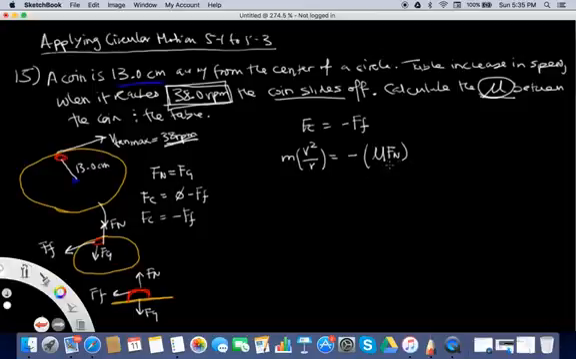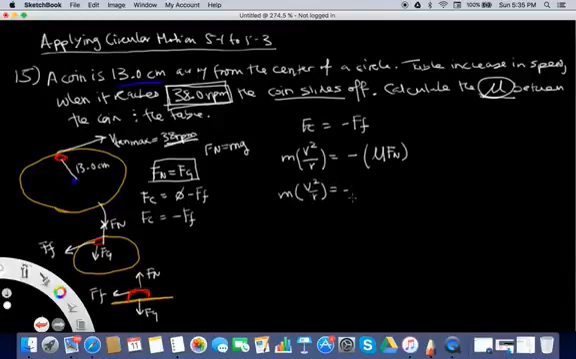Can we rewrite Fn as anything else? Well, yeah, Fn equals Fg. Can we rewrite Fg as anything else? Well, yeah, Fg equals mg. So we could derive that Fn equals mg. So m times v squared over r equals the opposite of mu mg.